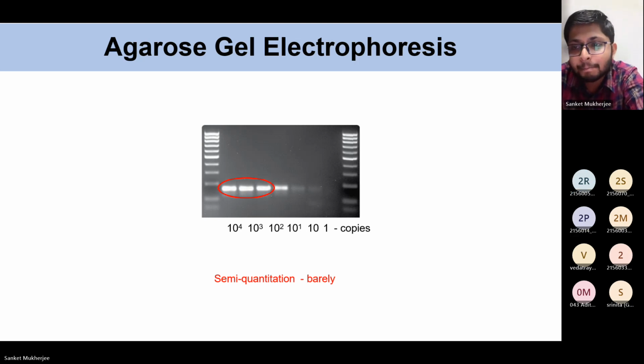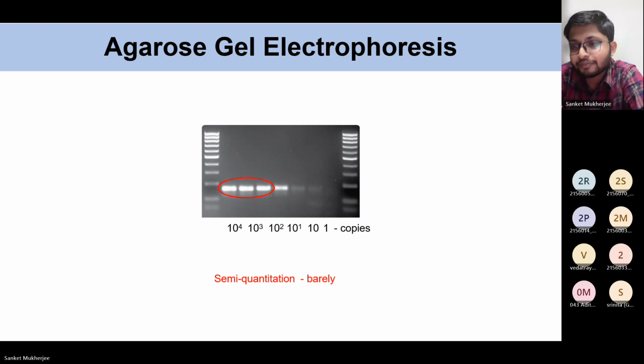You're clear on this? Okay. But anyway, it's a tedious process. So we start from 10 to the power 10, run 10 to the power 8 on the gel, 6 also, 4 also, because I don't know what the initial was. So it is a very tedious process. Quantitation is a difficult process in case of agarose gel electrophoresis.